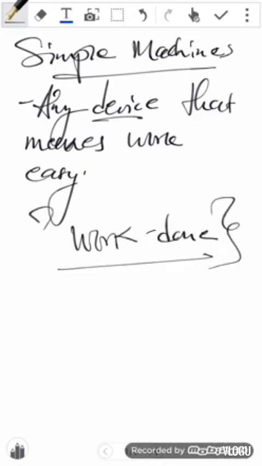Now, work done is easy to understand because it's just a product of a particular force by its displacement. With what has been said, we can clearly understand that simple machines are just devices making work done easy for us. So now on this topic, the particular terminologies you have to know. Let's look at the terms used.